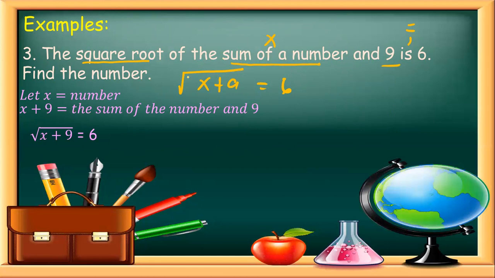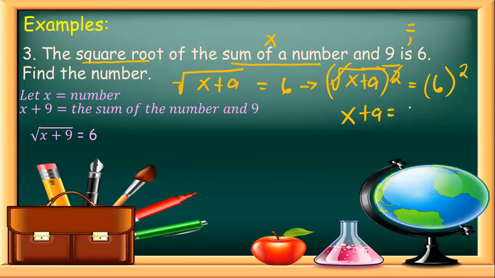Since we have this radical equation, we can apply our rule in solving radical equations. Since our given here is a square root, we have to square both sides of the equation, because the counterpart of square root is square. So square root of x plus 9, then square, then also write the square for 6. Then the square root and the square cancel, so we have x plus 9 equals 6 squared, that is 36.